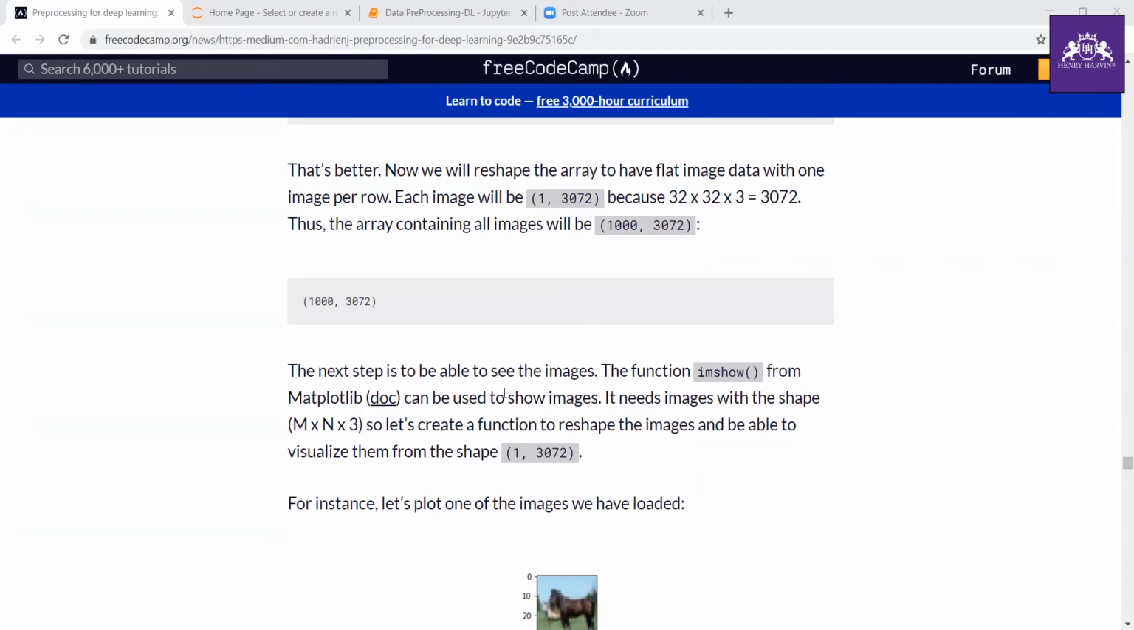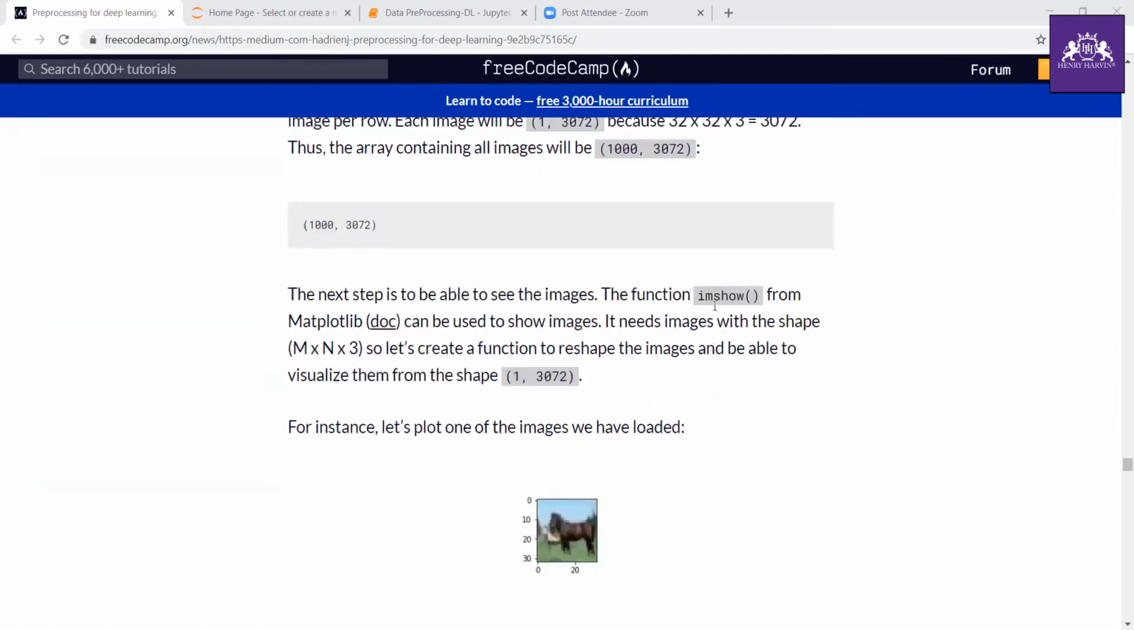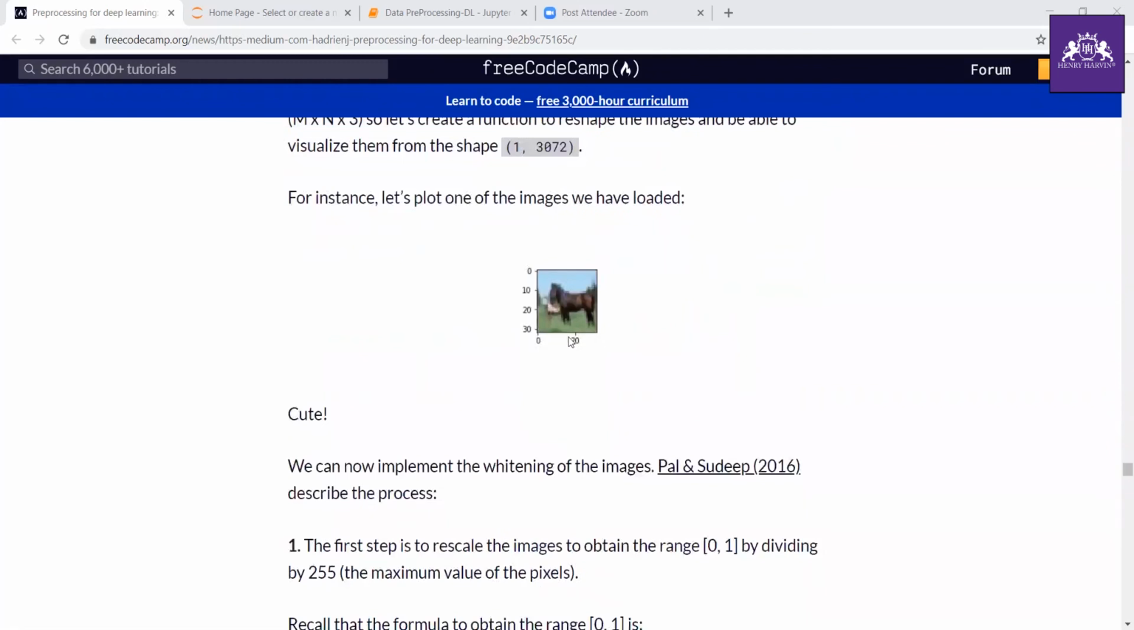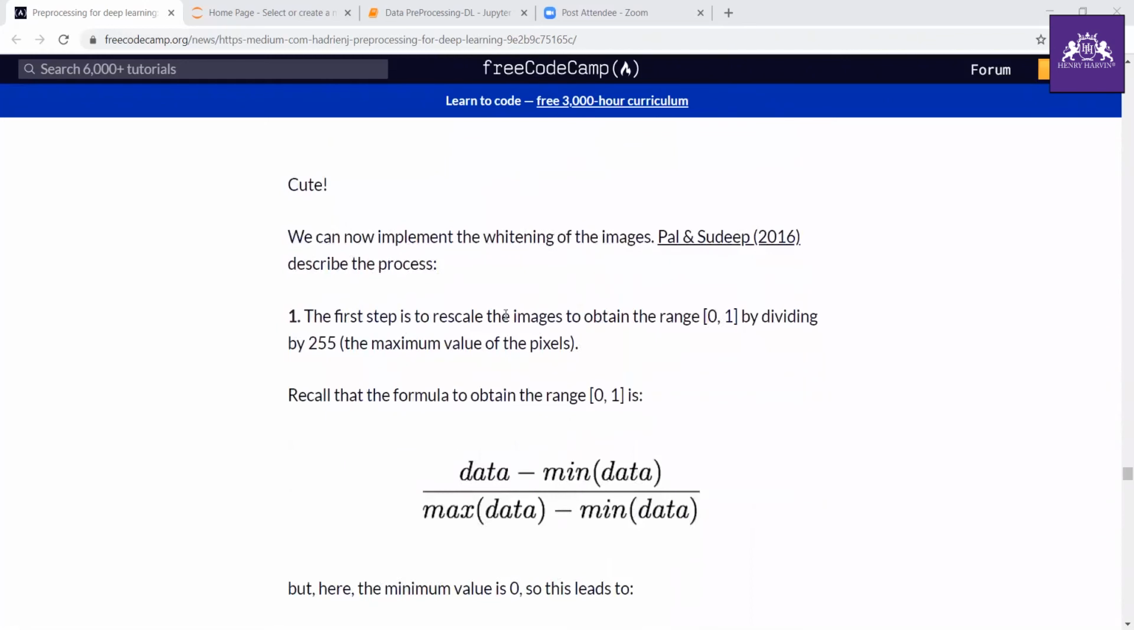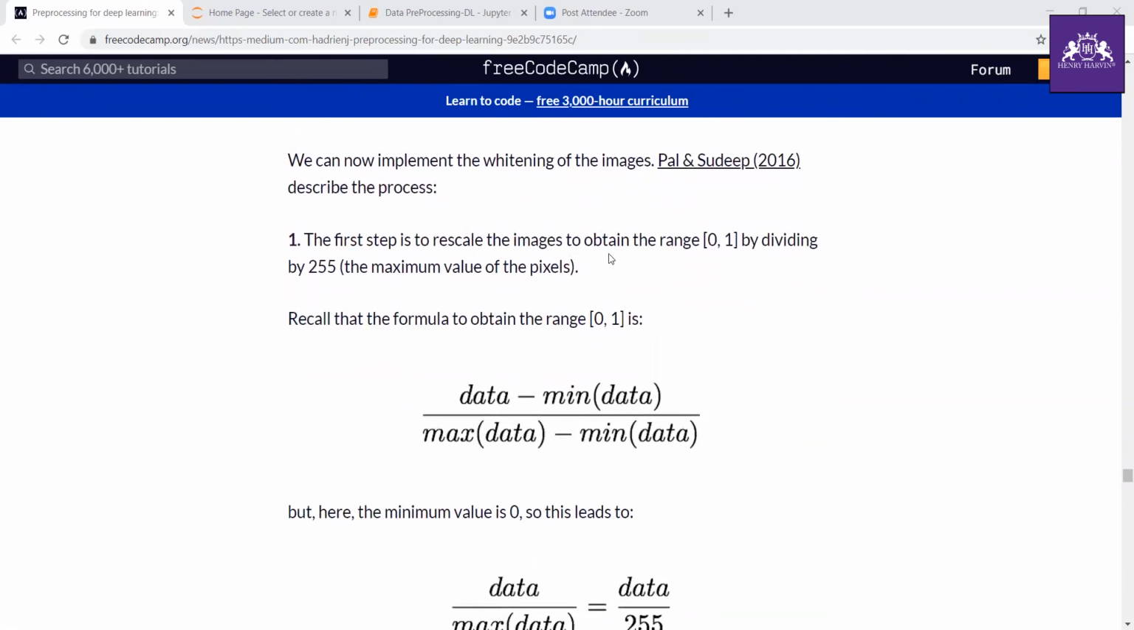The next step is to be able to see the images. The function imshow will help us look into the images. This is how the image looks. Now we can implement the whitening of the images. The first step is to rescale the images, which means obtaining them in the range of 0 to 1 by dividing by 255.